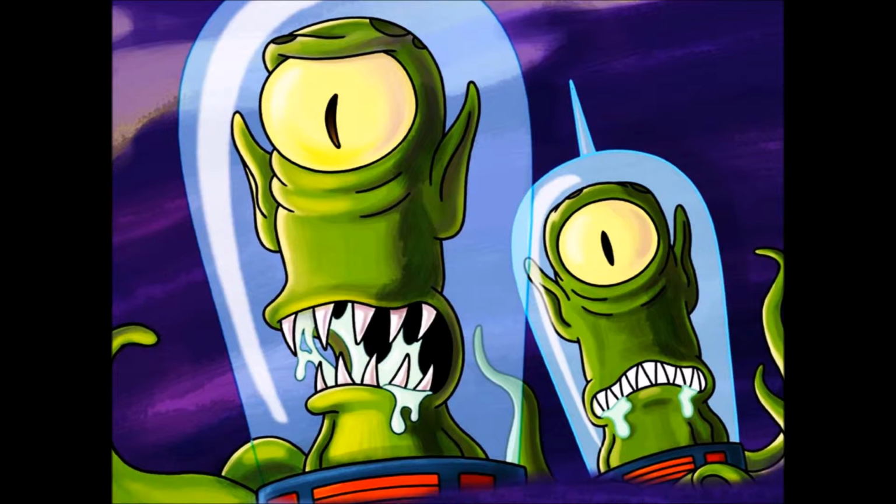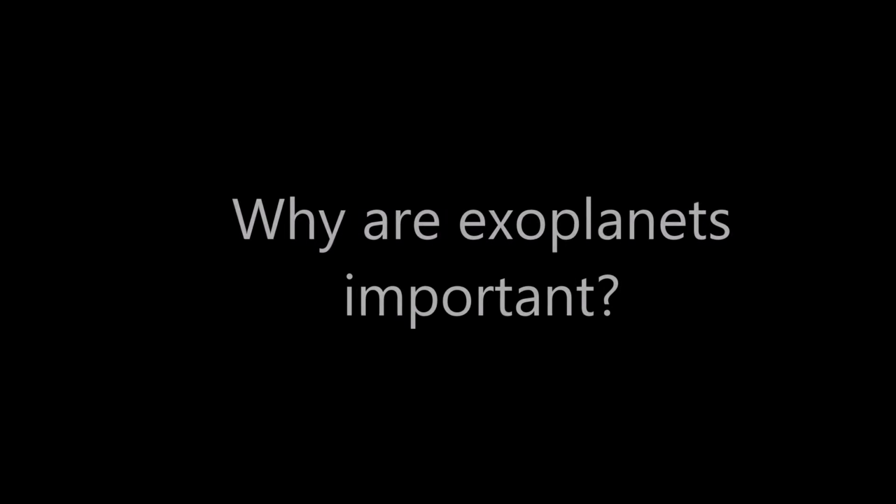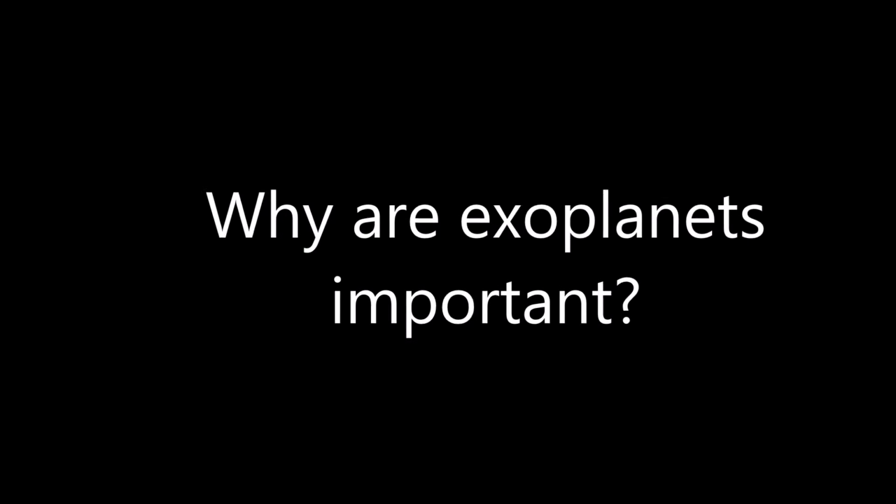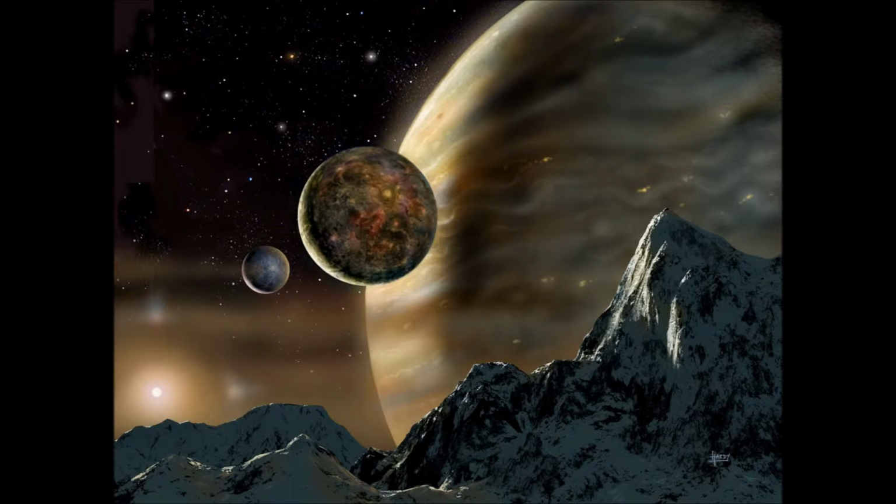For example, if aliens from another solar system were to discover Earth in the Milky Way, they would class us as a telluric exoplanet. Exoplanets are important to discover and observe so we can make predictions on how our own planets and solar system are going to change and behave.